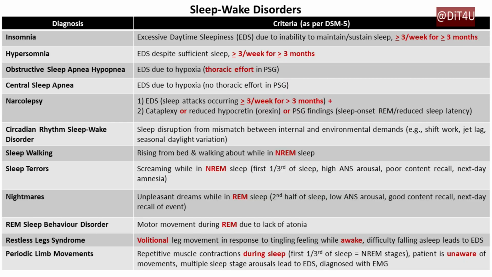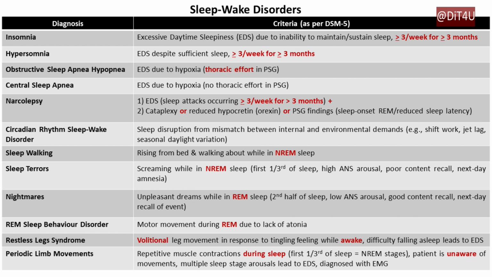So accordingly, you have all these conditions. Insomnia is the general terminology for excessive daytime sleepiness because they are unable to maintain or sustain sleep during the night. This should happen 3 or more times in a week for 3 or more months. That is insomnia disorder. Hypersomnia is excessive daytime sleepiness even with sufficient sleep. Again, 3 or more per week for 3 or more months. Sleeping very well, but still feeling sleepy.